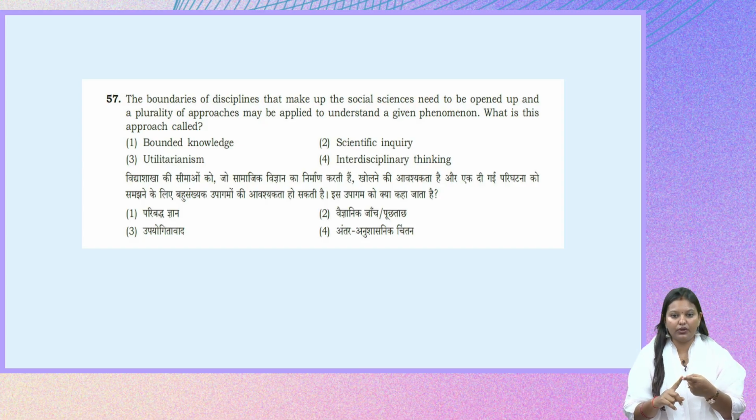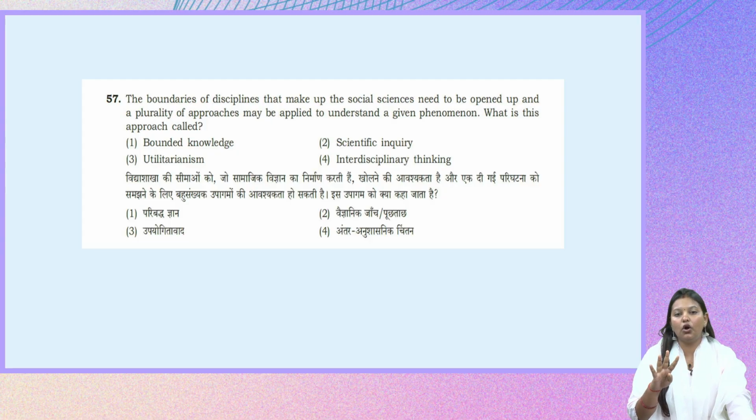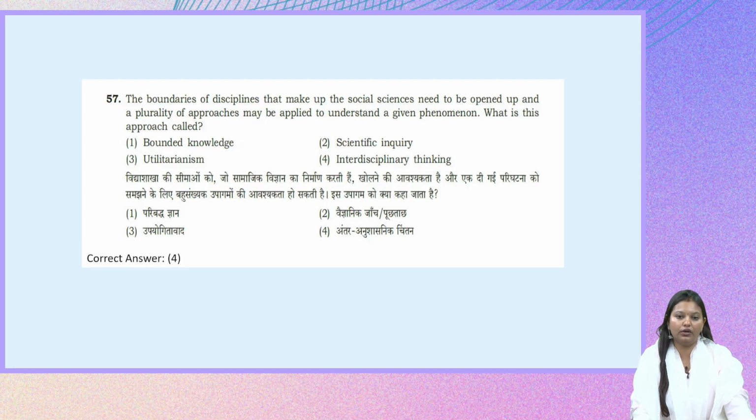First option is bounded knowledge. Option 2 is scientific inquiry. Option 3 is utilitarianism. Option 4 is interdisciplinary thinking. So when you look at these four options, there is only one option which is talking about various disciplines here. So the correct option here would be option 4, interdisciplinary thinking. Interdisciplinary thinking is required for us to have various approaches from various disciplines so that we can understand a particular phenomenon in a better manner. Moving on to the next question.